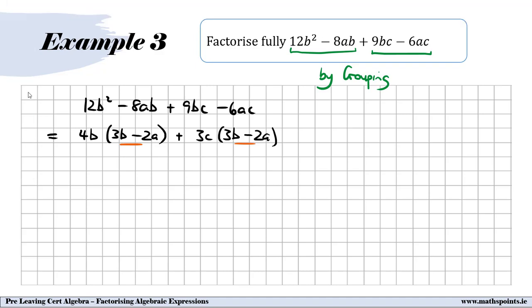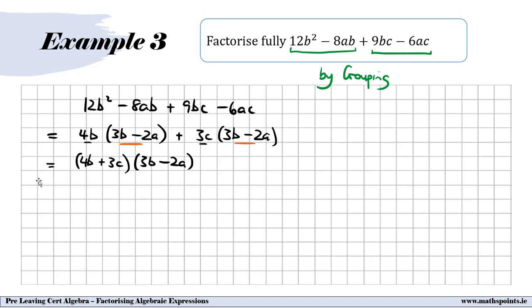So what we do to finish the question is we wrap the 4b and the 3c back up into a bracket, 4b plus 3c. So that's the opposite of opening a bracket as we do in multiplication or expanding brackets. And then we put the 3b minus 2a in the other brackets.